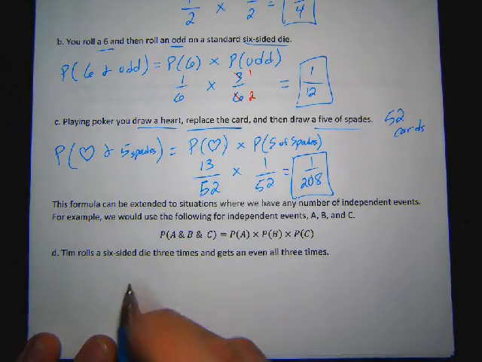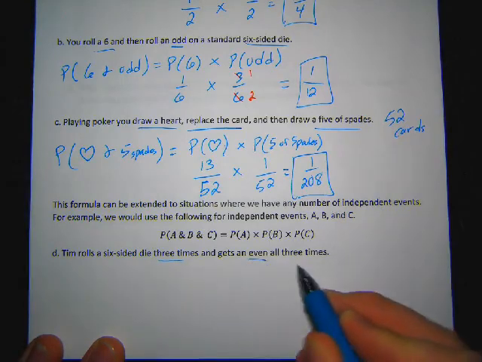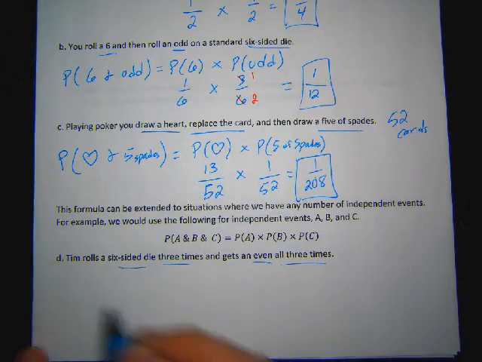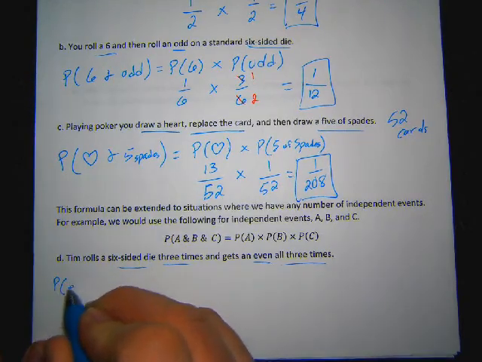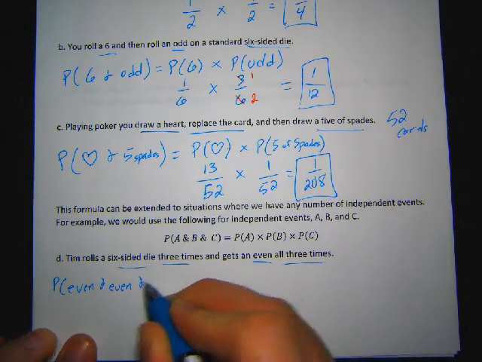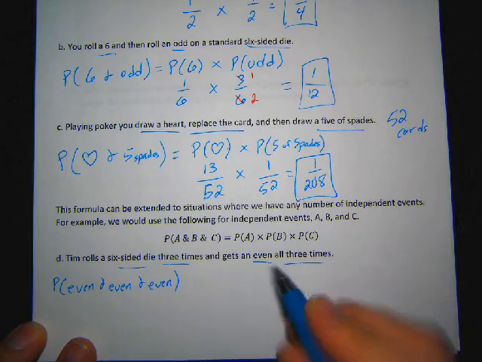So let's say I want to roll a 6-sided die 3 times. I'm trying to get an even all 3 times. So 6-sided die, I'm rolling and trying to get evens. So I'm doing the probability of getting an even the first try, and an even the second try, and an even the third try, right? It didn't say even, but even all 3 times.